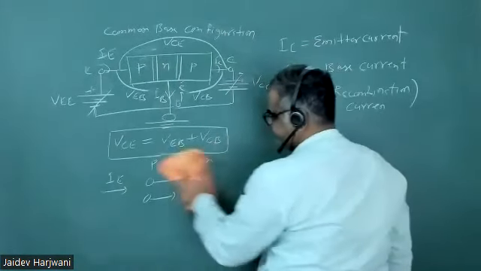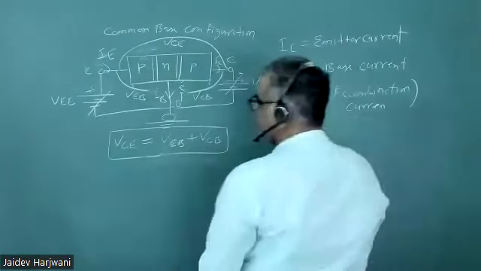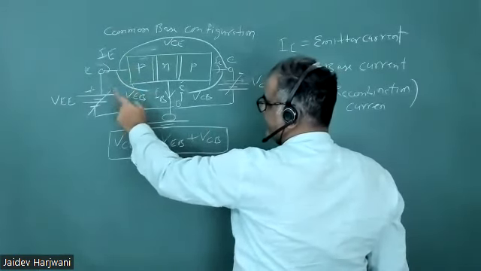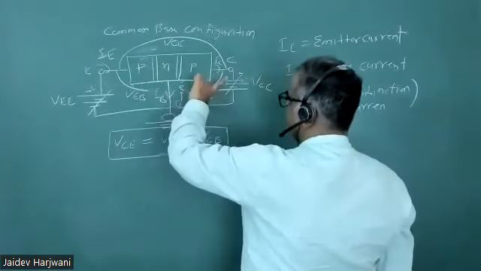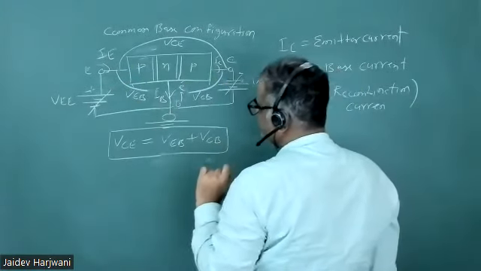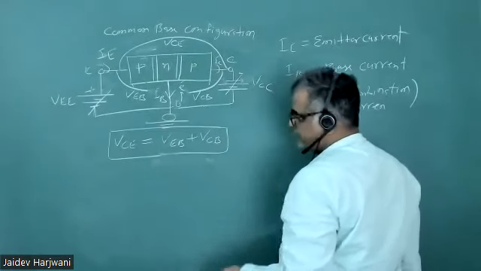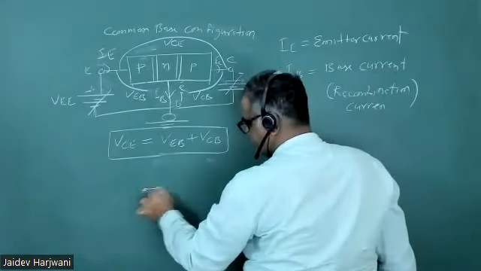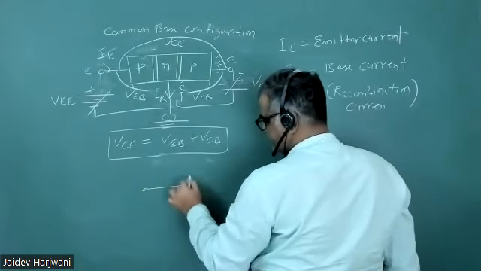Now, if we see this junction, this is a forward bias junction. Here you are getting forward current, and this is your reverse bias junction. So here also you should get reverse saturation current. Yes or no? So if I say my IE is coming here, this is my junction.